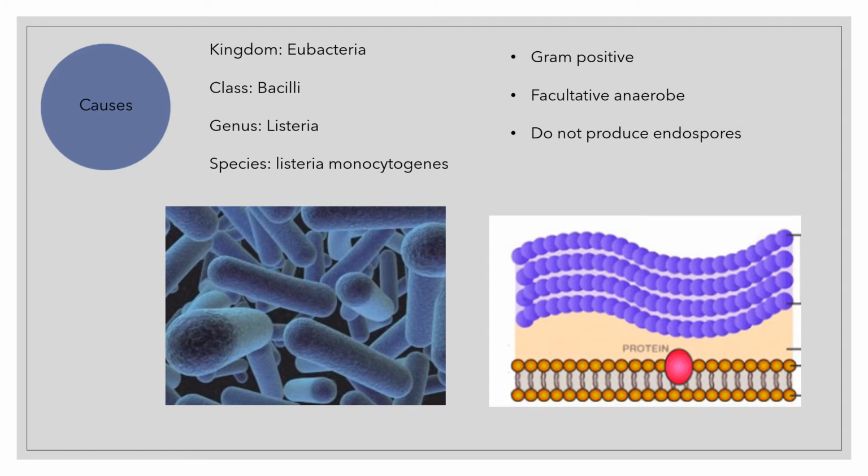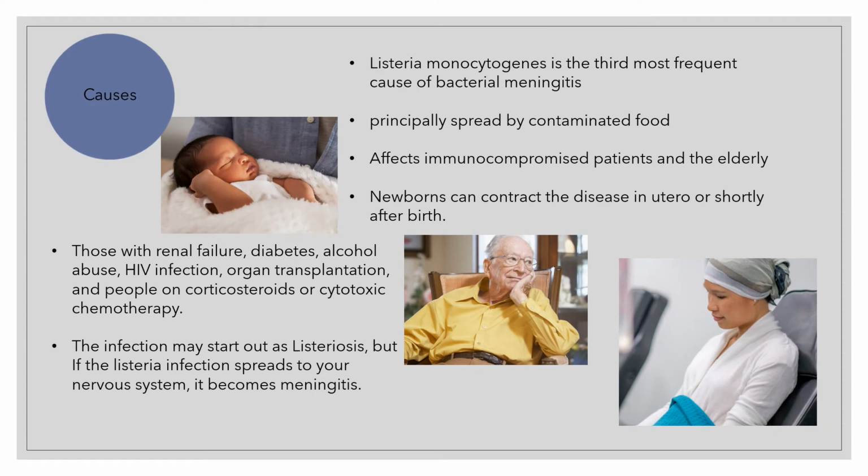This bacteria is gram-positive, which means that it stains blue or purple under gram stain, and it has a thick layer of peptidoglycan in its cell wall. It is a facultative anaerobe, which means that it makes ATP by aerobic respiration if there's oxygen, but if oxygen isn't present, it switches to fermentation. It also does not produce endospores. Listeria is the 3rd most frequent cause of bacterial meningitis. It is principally spread by contaminated food.